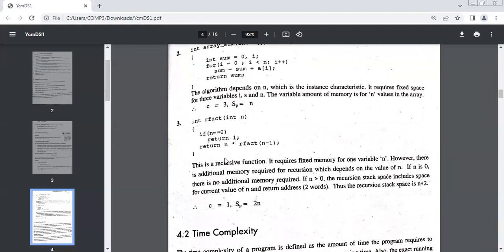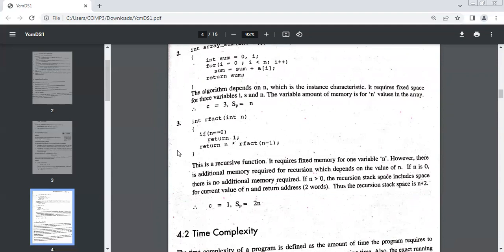Here is another example. Here we write a recursive function, and in the recursive function we call one variable. This recursive function accepts one variable of fixed memory. However, there is additional memory required for recursion, which depends on the value of n. If n is 0, there is no additional memory requirement. If n is greater than 0, the recursion stack space includes the space of our current value.